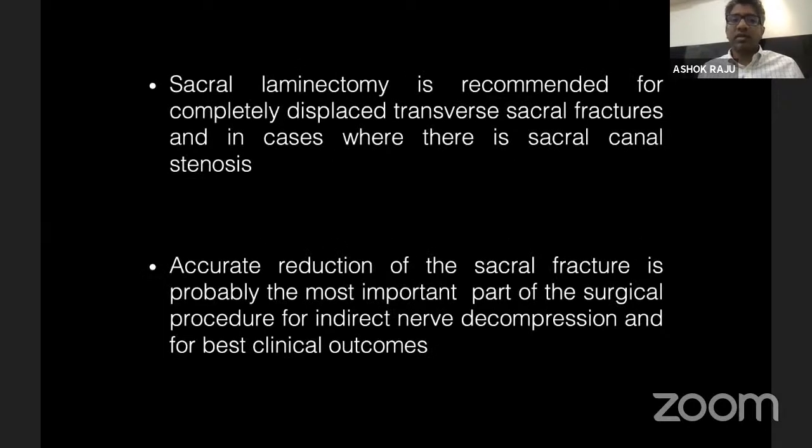You can consider sacral laminotomy when you have a neurological involvement, especially when you have a complete fracture with a displacement or when you have a sacral canal stenosis. The most important point is the accurate reduction of the sacral fracture, which is probably the most important part of the surgical procedure, not only for indirect nerve decompression, but also to have the best clinical outcomes.